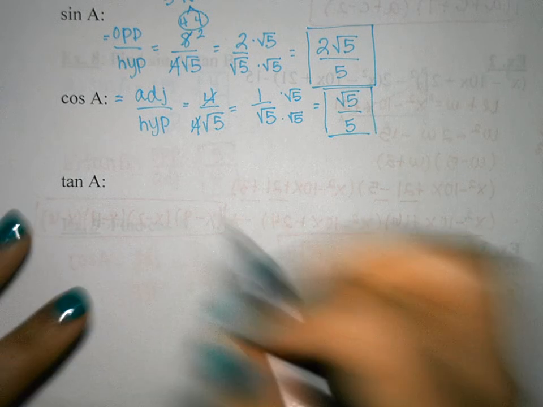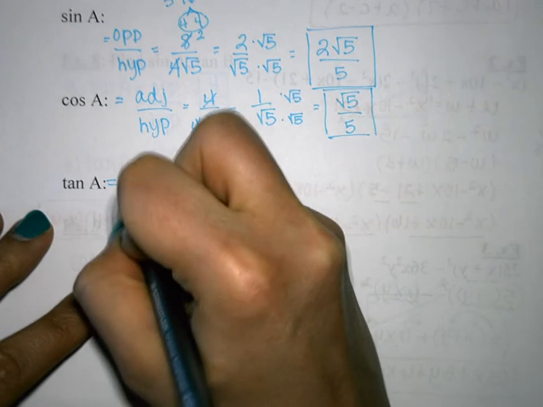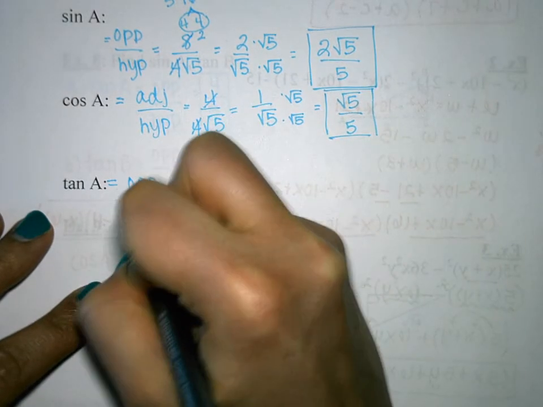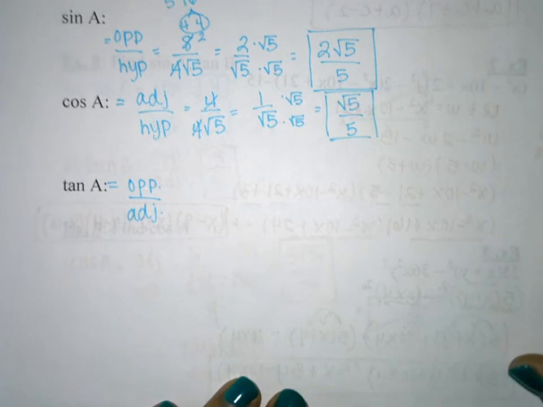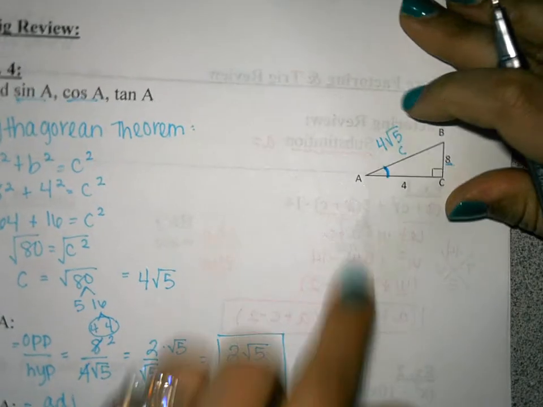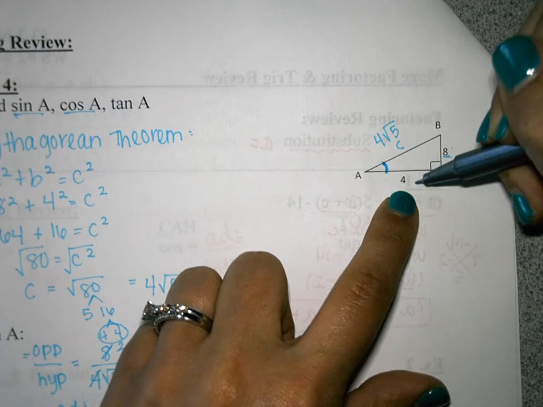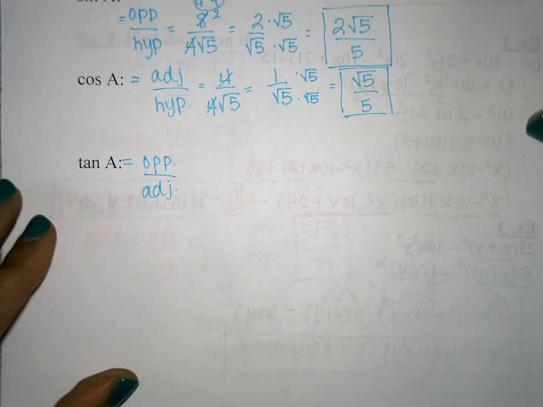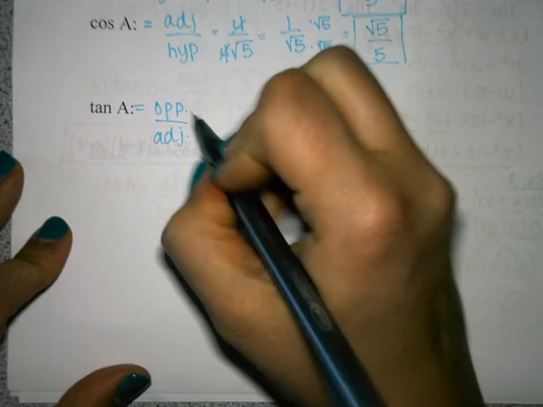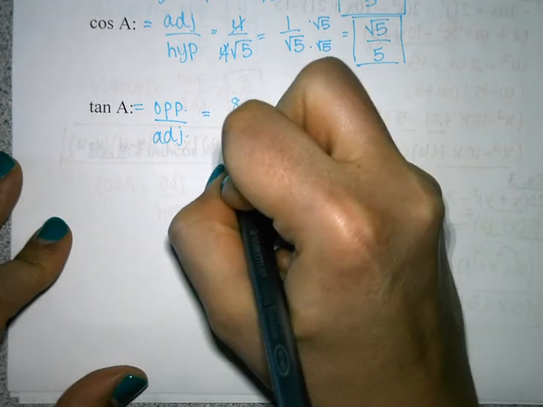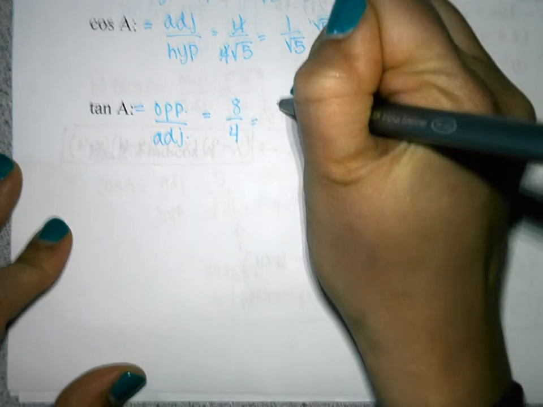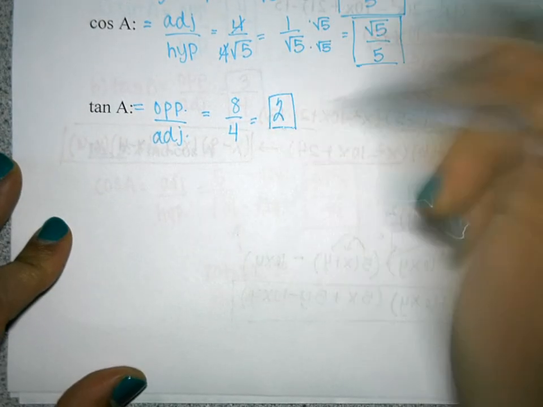And then lastly, the tangent of A is opposite over adjacent. So since we're looking at angle A, the opposite is going to be 8. The adjacent leg is 4. So it's going to be equal to 8 over 4, which reduces to 2. So the tangent of A is going to be 2.